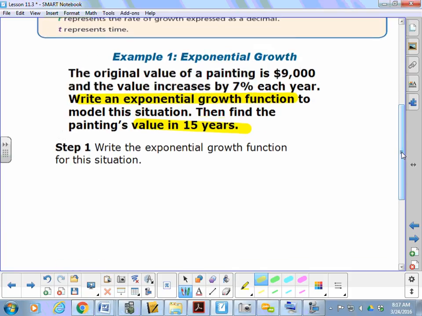So the first thing you need to do is establish what the values of A and R are. Establish both of them. So A in this case is what? 9,000. We're starting with a painting that had a value of $9,000. And R is the growth rate as a decimal. So what's 7% as a decimal? 0.07.